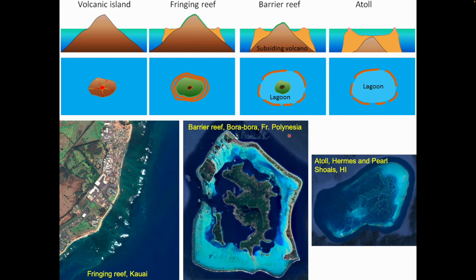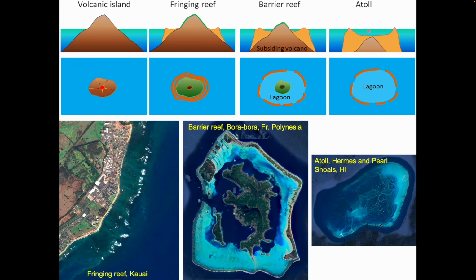Bora Bora in French Polynesia has a wonderful barrier reef, which you can see in the lower middle here. We have the ancient volcanic island in the center, then a deeper lagoon, and then the reef where the living coral is growing upwards and maintaining a shallow depth as the island sinks down.